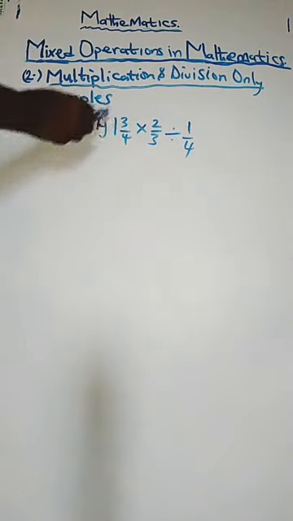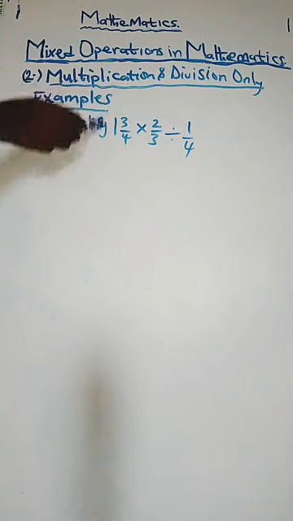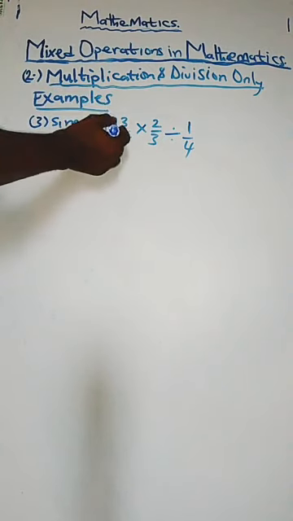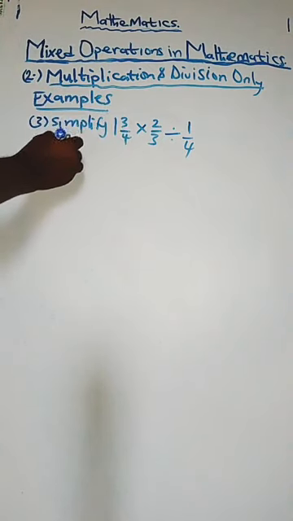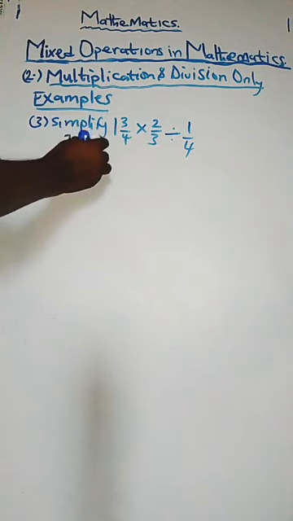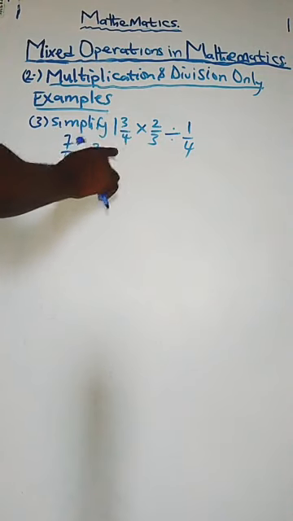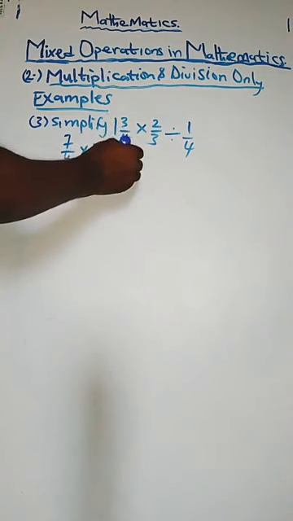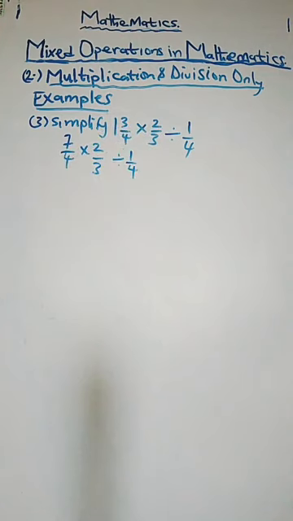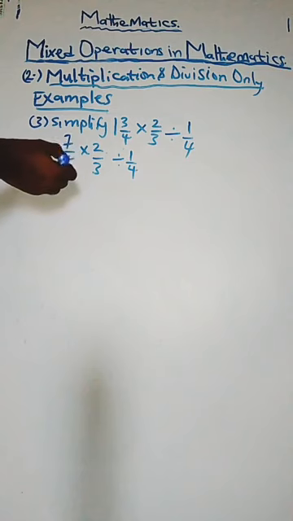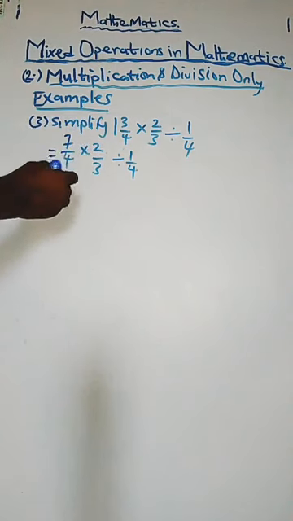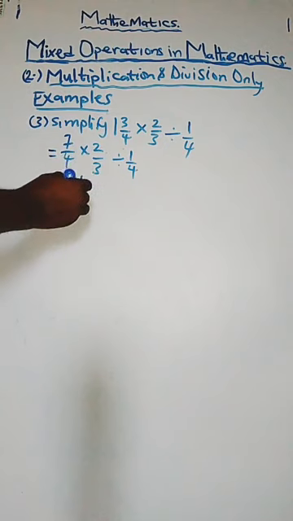The first thing we do is to convert this mixed number into an improper fraction. Let's do that. So 4 times 1, 4 plus 3, we have 7 over 4 times 2 over 3 divided by 1 over 4. So then, since we are solving from left to right, you can multiply this and multiply this out. 7 times 2, 14. 4 times 3, 12. Divided by 1 over 4.